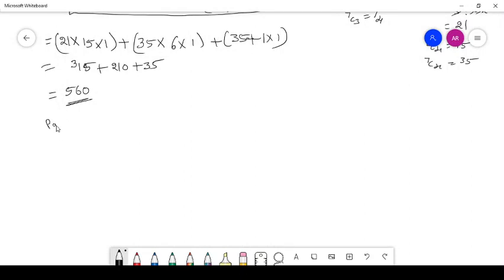So next, you can try some more problems. Page number 196, third Roman, problems 3 and 6. Very easy, try them yourself.